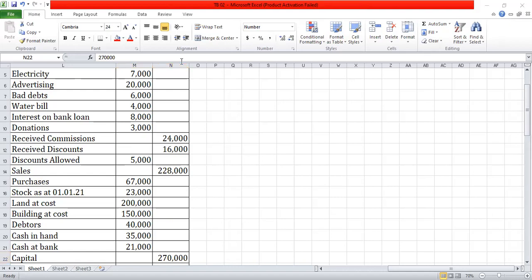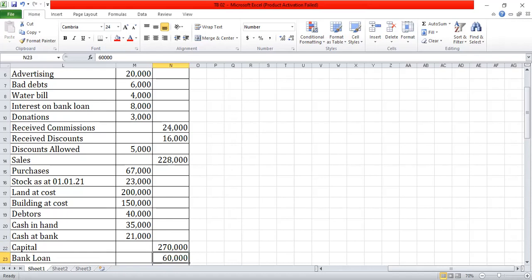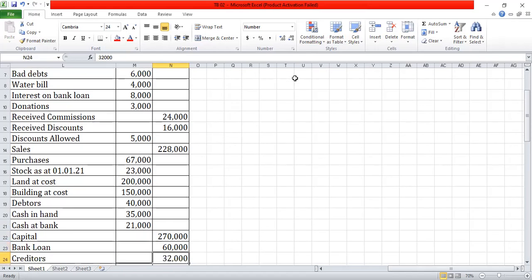Interest on bank loan is an expense, so the trial balance is tallied. Capital is equity, credit column. Bank loan is a liability, credit column. And finally creditors, it's a liability too, credit column.